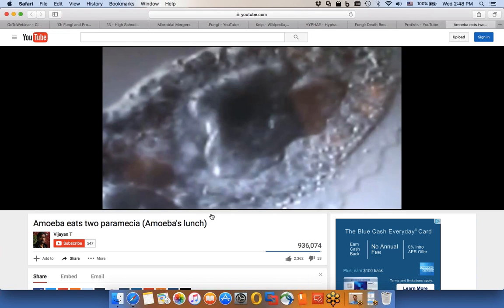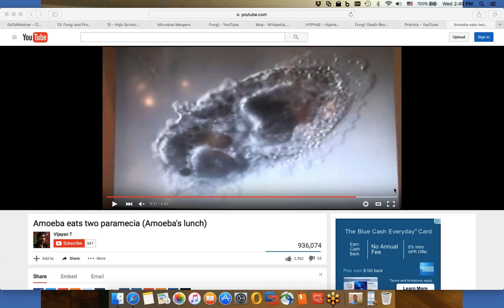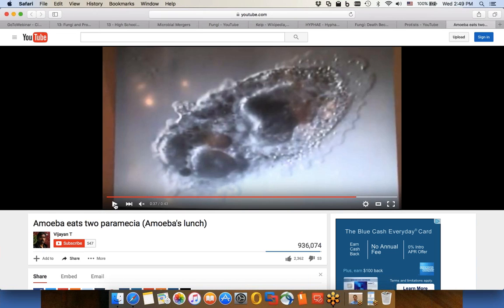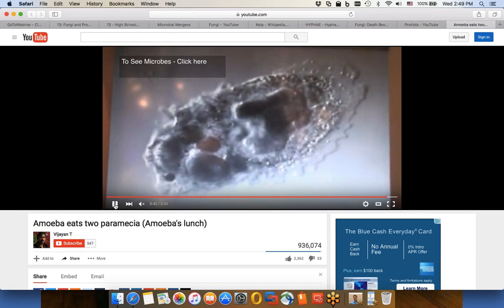Okay, let's watch that again. Here we see how the amoeba is really digesting the paramecium. Now, all the things that were inside the paramecium, all the proteins, all the phospholipids of the membrane of the paramecium and everything are going to become available to the amoeba. What do you think the amoeba is going to do next, after having so much food? What do you think the amoeba would do next?